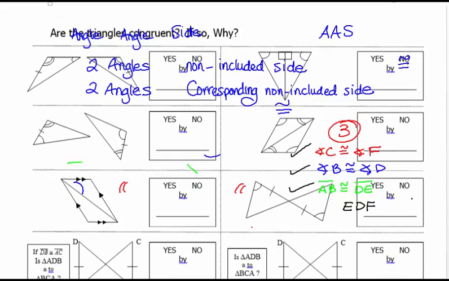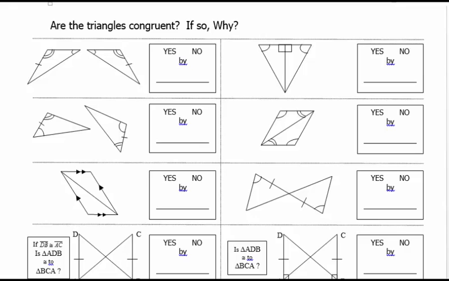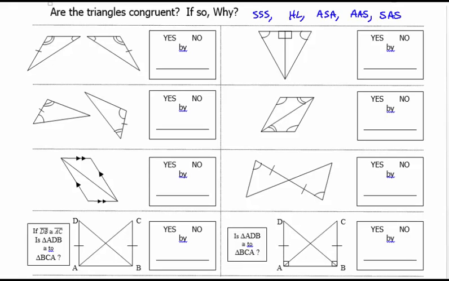Flip to the back of the page, and we're going to answer the question, are the triangles congruent, and if so, why? There's 5 methods we know, right? Let's list those 5 methods right now. Okay, there they are. Those are not in the order in which we learned them, but that's okay. And here we go. Let's look at our first problem.